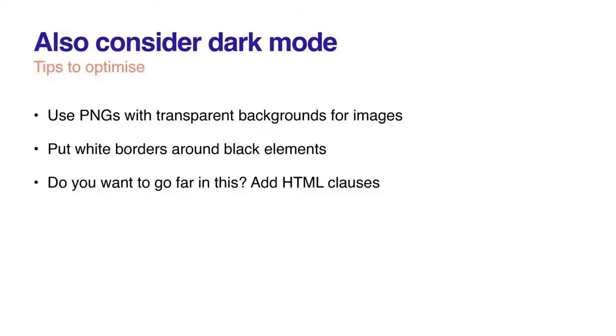Just a couple of tips to optimize for dark mode, basically. You can use PNGs with transparent background for images to make sure that those are displayed completely and optimally, like your logo. But if your logo contains black text, that's not optimal, of course. You could put white borders around black elements. These are not visible in light mode, but ensure that black bars or images are clearly visible in dark mode.